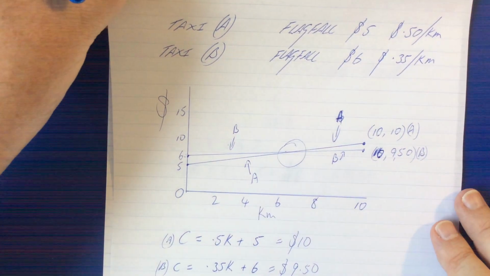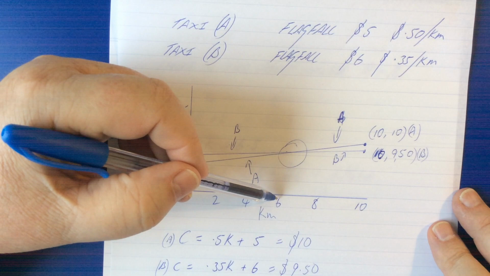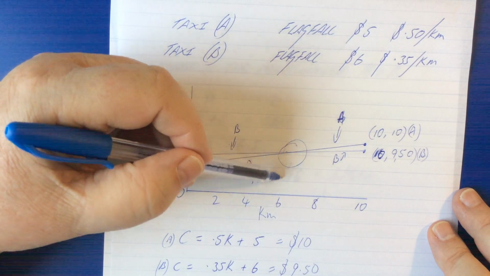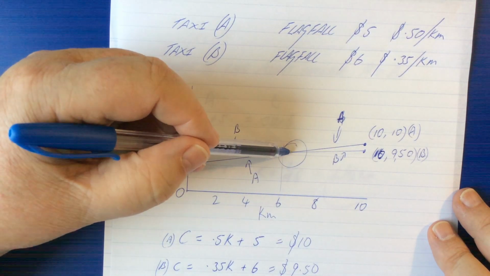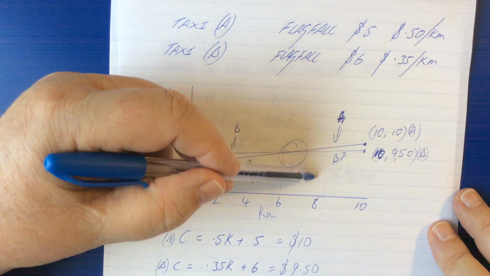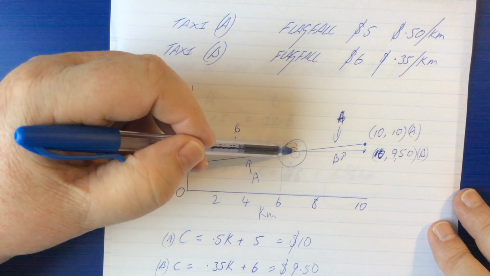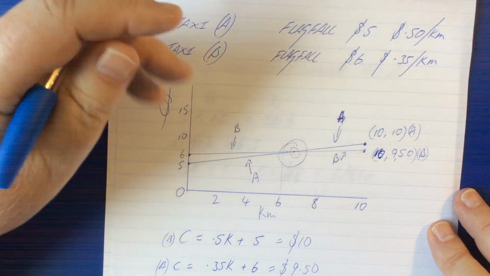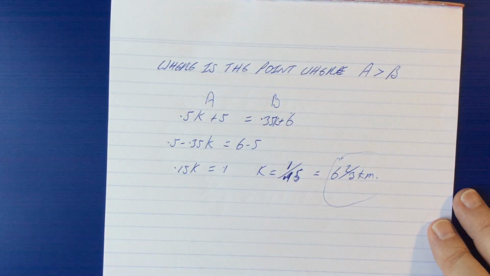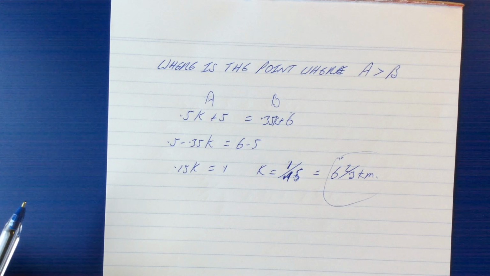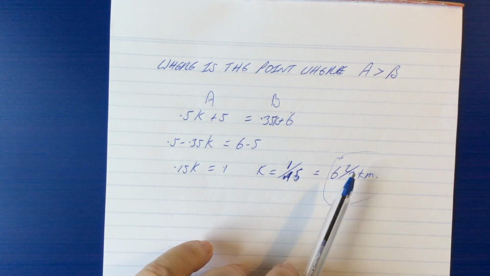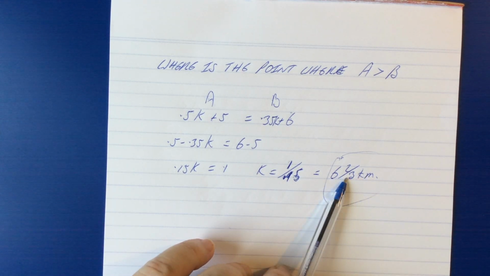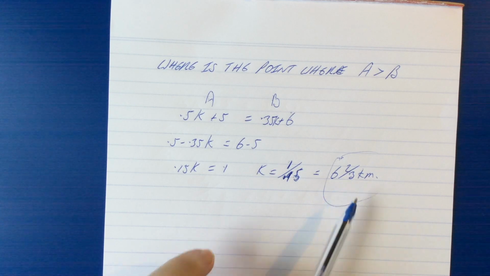If we look back at this graph, I said to you that it was somewhere a bit further than 6 kilometres, quite a bit less than 8. That point there is 6 2/3 of a kilometre, where these are equal. So, to answer this question, where is A more expensive than B? It's more expensive than B if you go more than 6 2/3 of a kilometre.